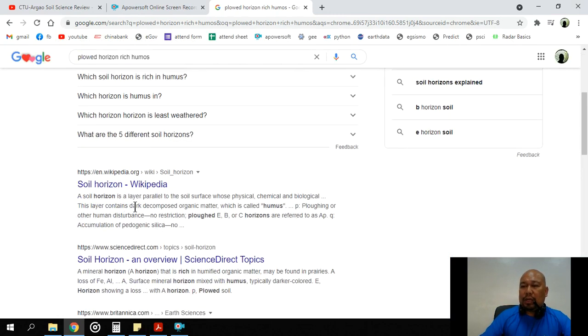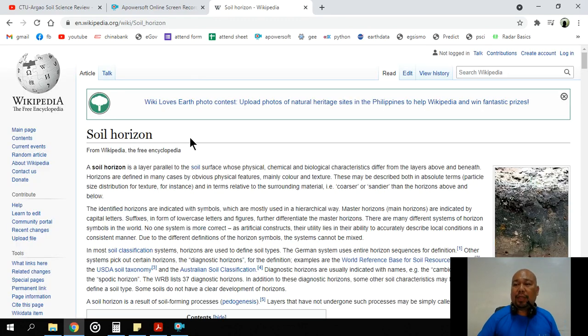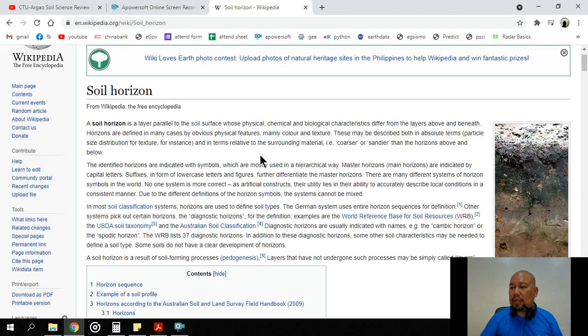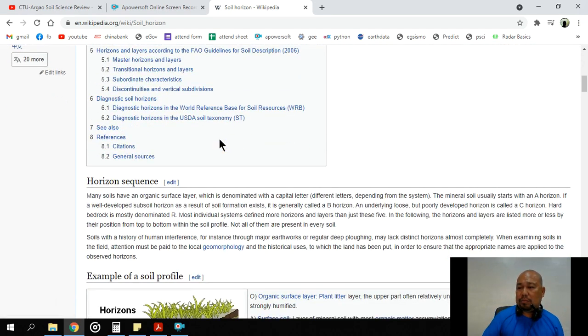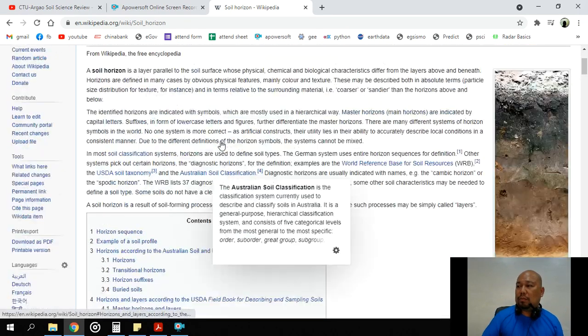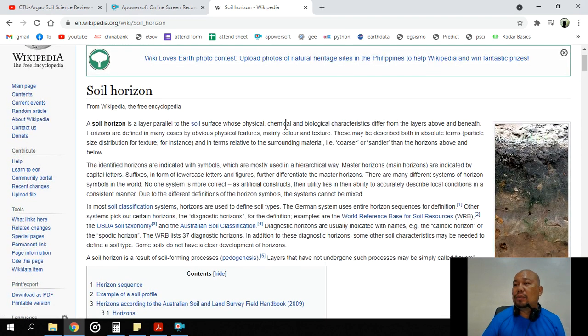Okay. Layer, parallel, plowing, or AP. Okay. Humus. Let's try to look that up. What does it say? Asan na to? Whoa, I don't know the answer. Let's just leave that out, okay?